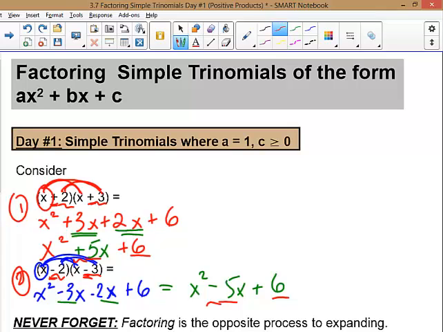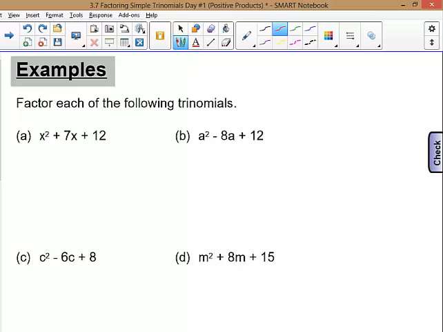Okay? The real key concept right here is to remember that factoring is the opposite process of expanding. Always remember that concept as we go through today's lesson. So what I want to do is jump straight into some examples. Okay, so here we're asked to factor each of the following trinomials.